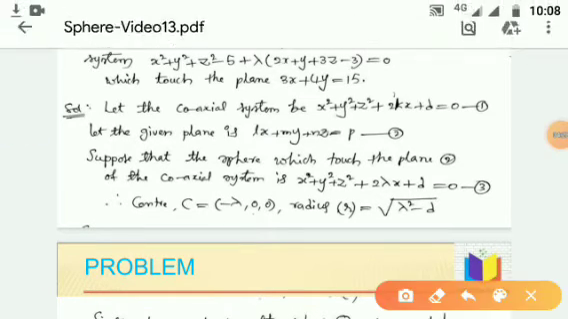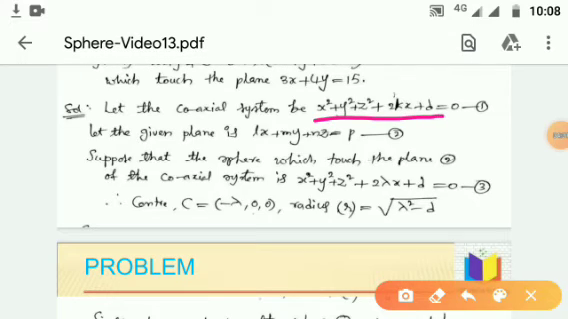So let the coaxial system be like this. This is the simplified form of the coaxial system, and suppose that the given plane equation is Lx + My + Nz = P. Suppose that the spheres which touch the plane of the coaxial system will be given by x² + y² + z² + 2λx + d = 0.